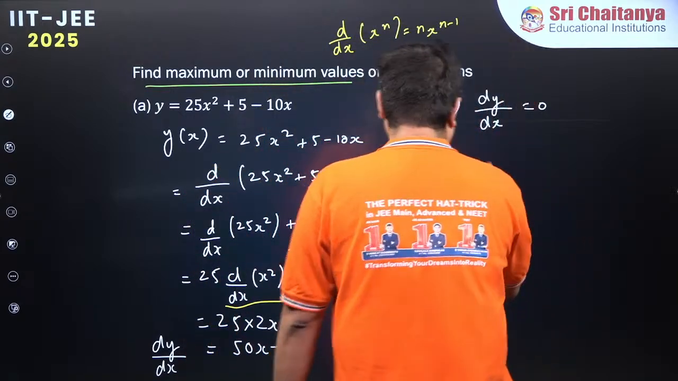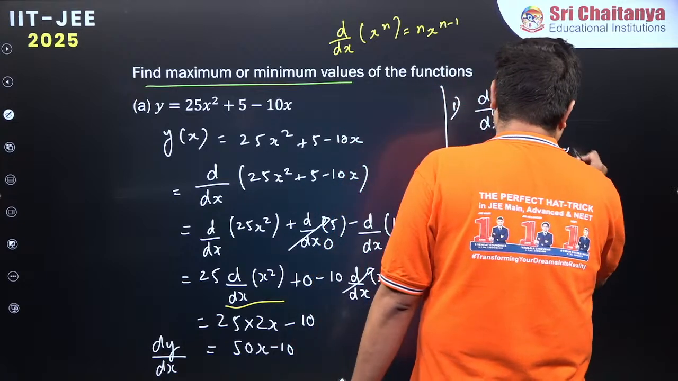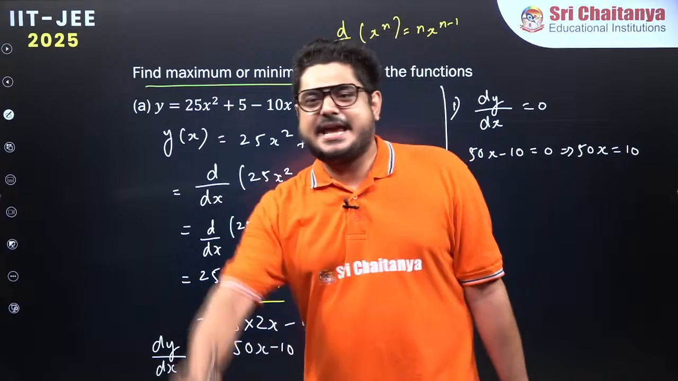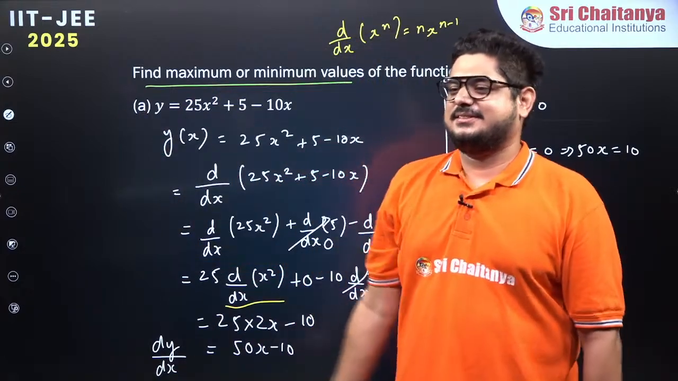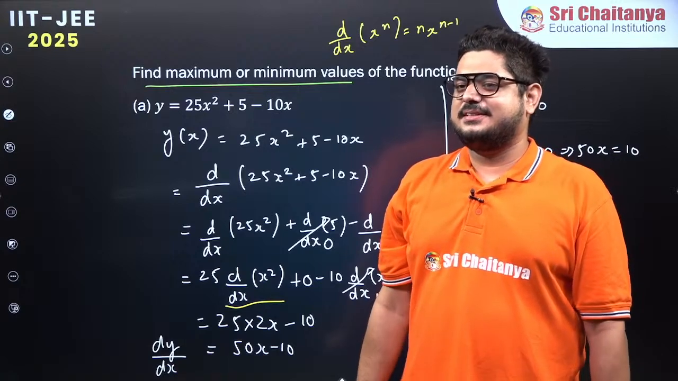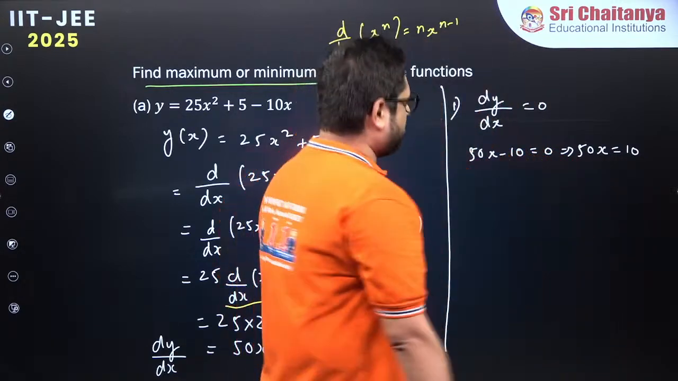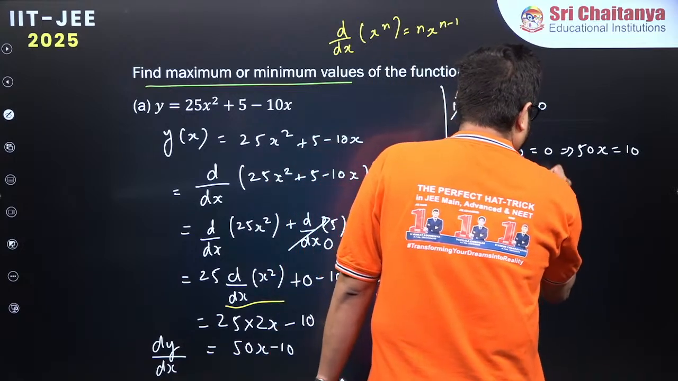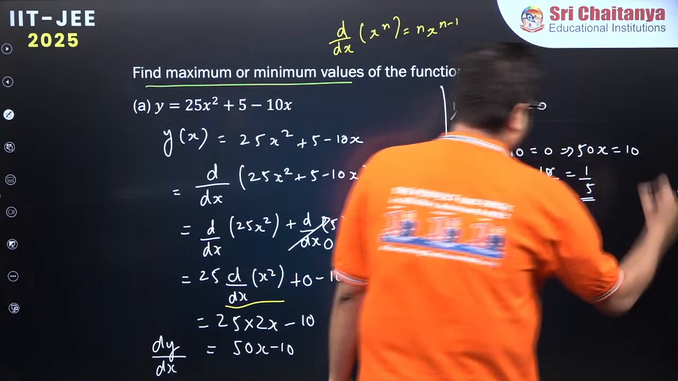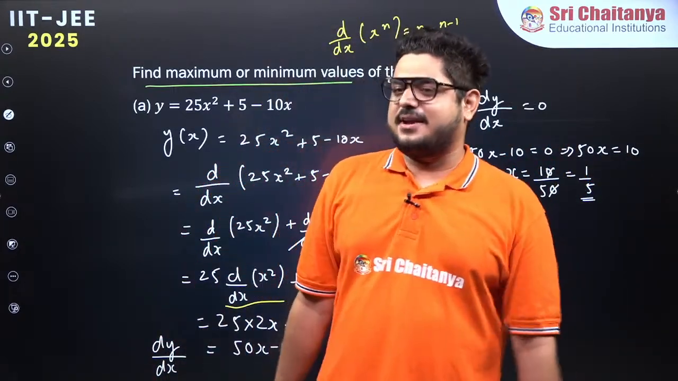What I will be getting? 50x minus 10 is going to be equal to 0. That means, solve it everyone. What I will be getting? The value of x. Please do mention the value of x. Yes, 1 by 5. Yes, correct. It's going to be 1 by 5. Absolutely correct. So now I got a value which is 1 by 5.